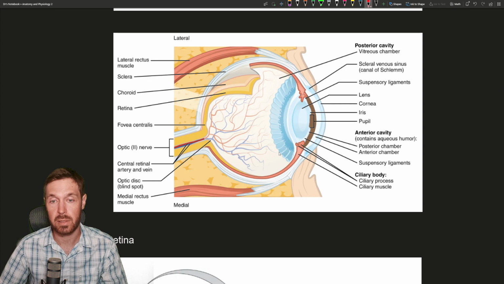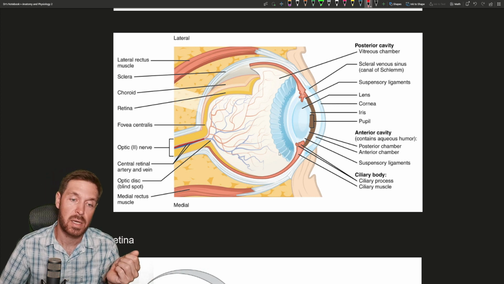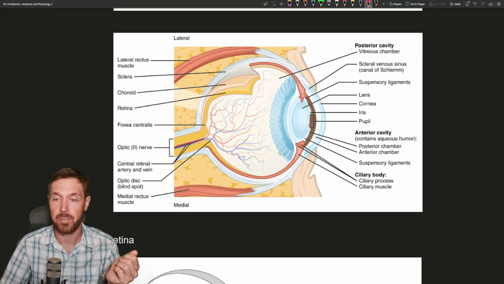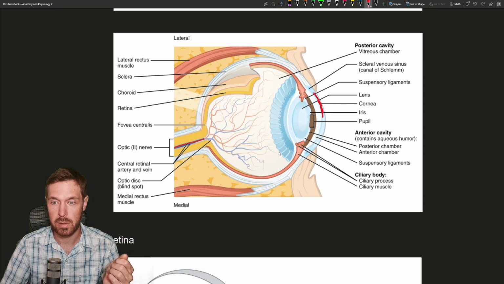Alrighty, so now we're diving deeper into the eye. Here's a longitudinal section of the eye. Starting back out with what we know, we have the cornea, the transparent part of the eye. That's where light moves through. And remember, the hole that goes through the middle is called the pupil. And then we have the iris. Remember, the iris is what gives us all different eye colors.